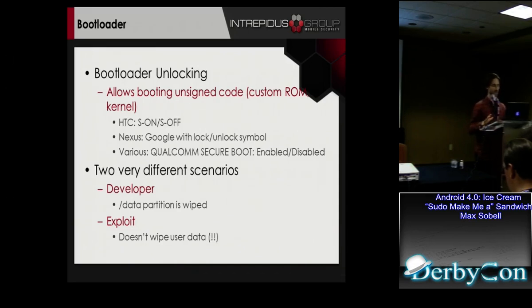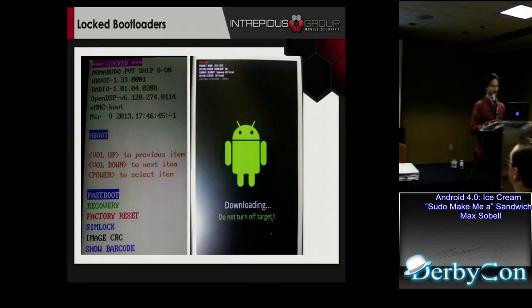There's two very different scenarios. There's the developer unlock, where you're wiping the /data partition. And then there's the exploit scenario, where you're not wiping /data, so all the user data is intact. So on a lost or stolen device, that's pretty bad. So these are two locked bootloaders. You can see on the left is a Motorola, an HTC, and on the right is a Samsung, and they're both locked. You see at the top it says locked and S-ON, and at the bottom there, Qualcomm Secure Boot Enable. I don't know, maybe you can't read it. It says official. So we'll see what those look like when they get unlocked.